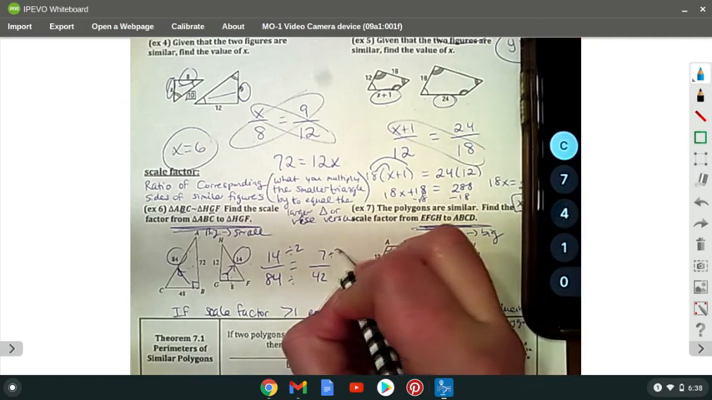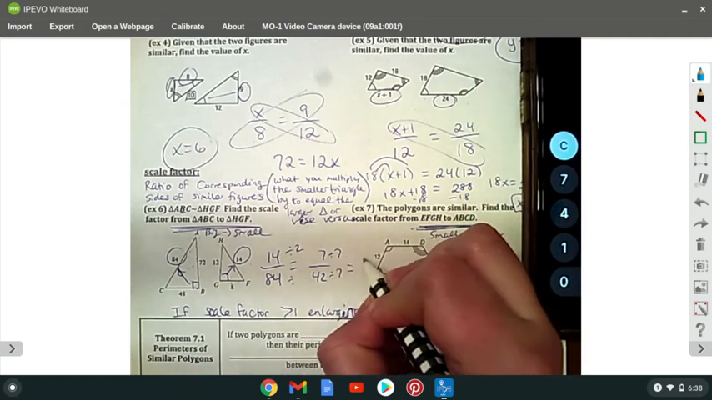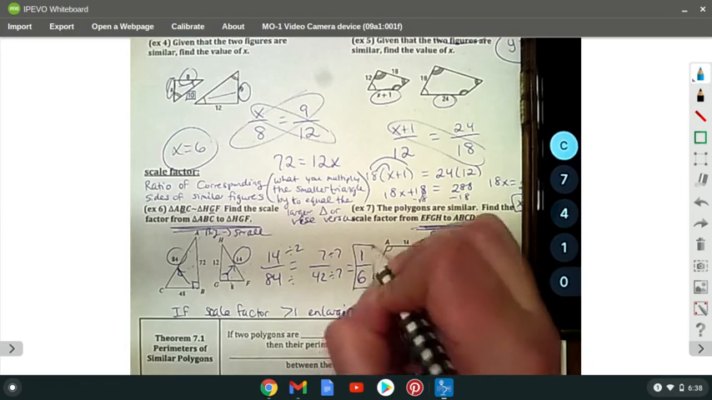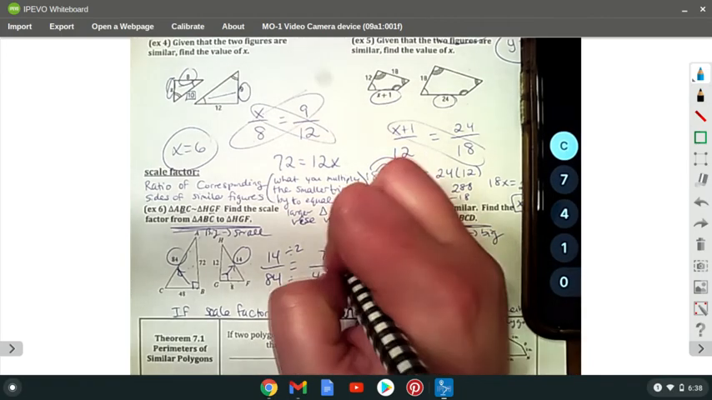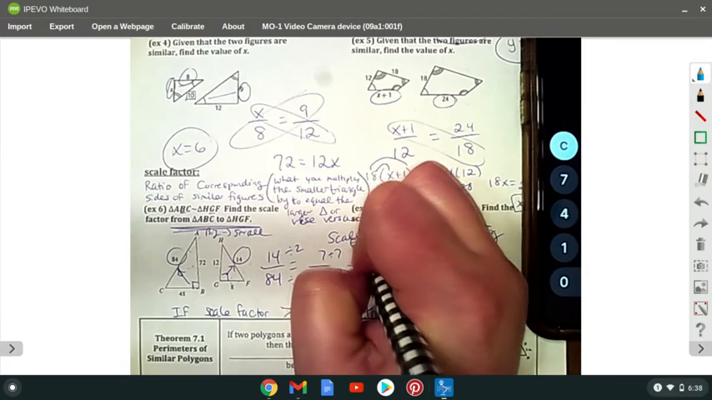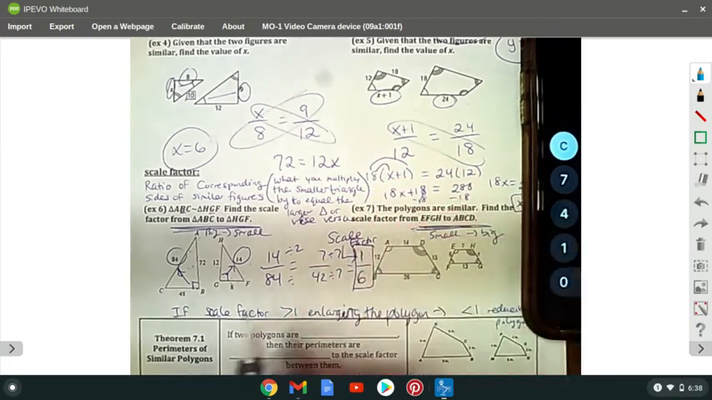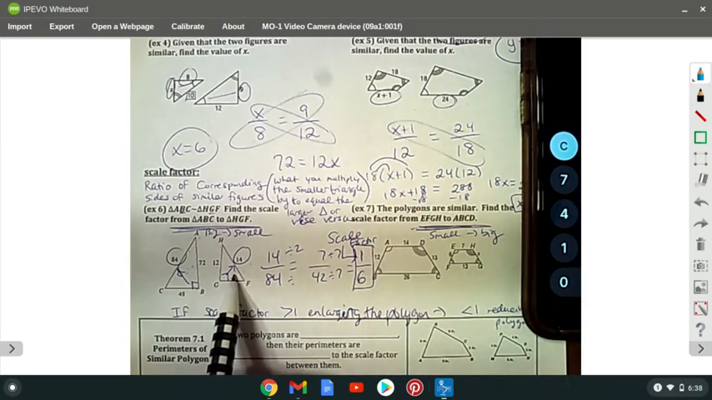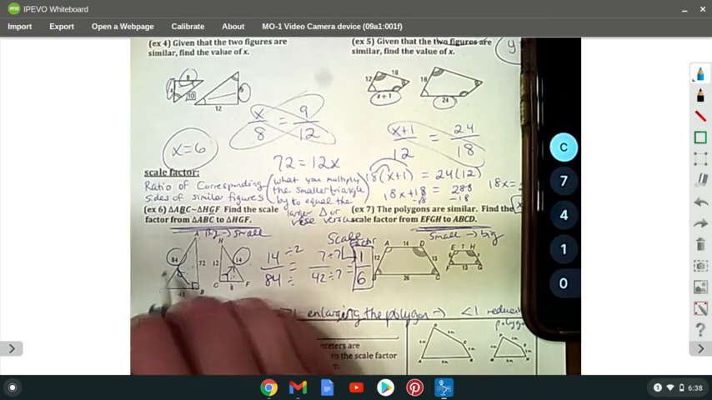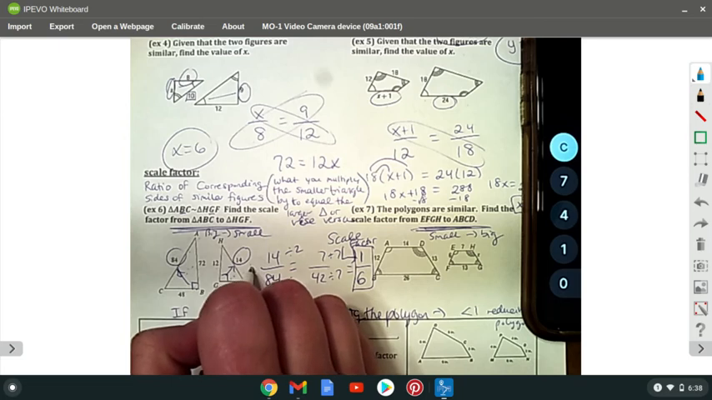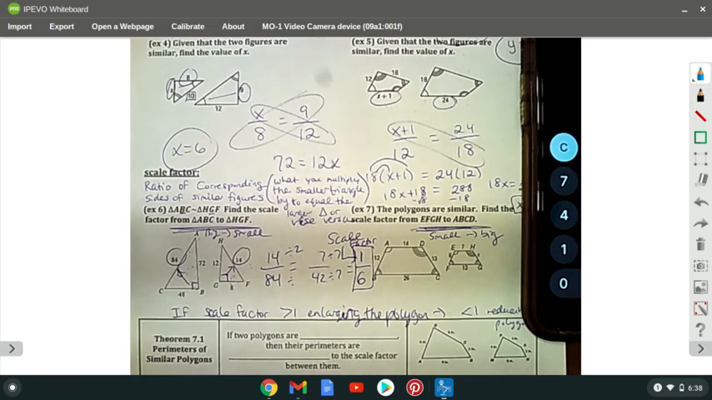So if I divide this by 7 and this by 7, I get 1 over 6. Okay, so my scale factor here is 1/6. My scale factor is 1/6 if I want to go from the big triangle to the small triangle. What that means is if I multiply any of these similar sides by 1/6, I would get that smaller side. So when you multiply by 1/6, it's the same thing as dividing by 6.